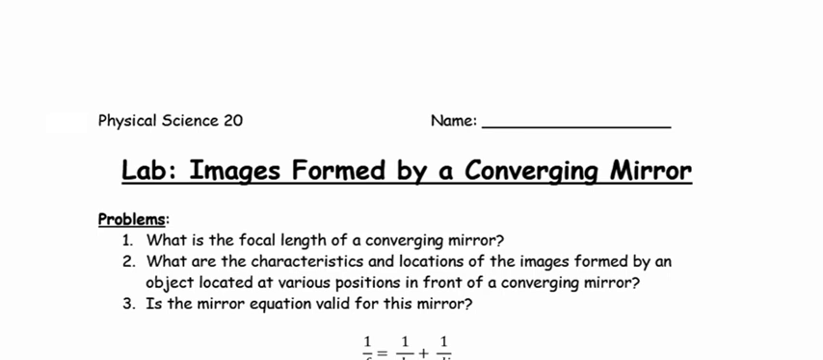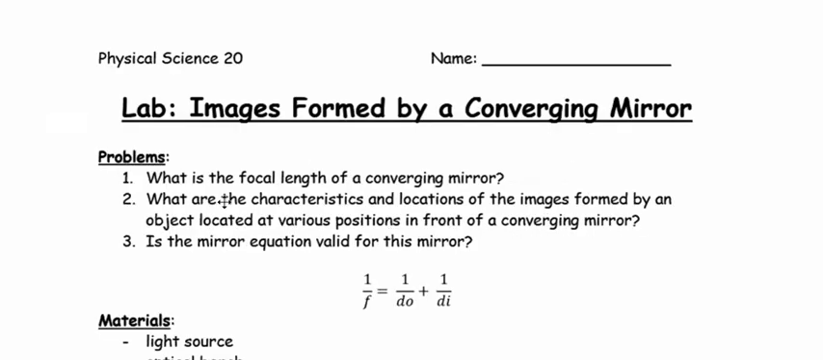This is the PW2 lab in which we're looking at images formed by a converging mirror. So we'll take a look at what you need to be able to do, and of course, for using an online simulation, we'll need to figure out where to find that, or if we're using the physical materials in the classroom, we need to know how to do that as well. So for this particular video, we're going to be looking at the online simulation.